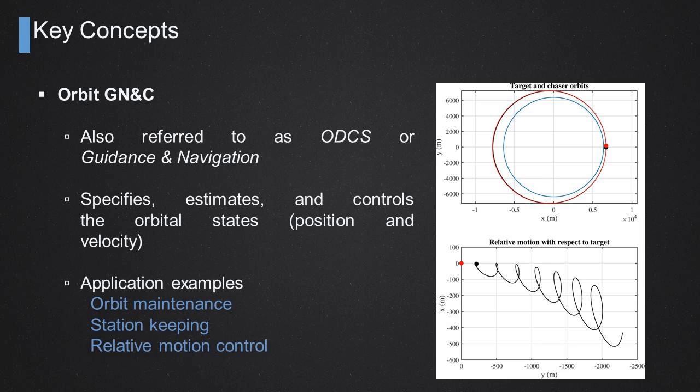Also, station keeping for geostationary satellites: it needs to be within a specified volume called a control box, if you will, to make sure that the spacecraft is always pointing in the right direction over the ground. And for relative motion control purposes, whenever you're trying to have two vehicles docking together, you need to control the approach trajectory in a very tight manner. So that requires a lot of orbit GN&C computational work.